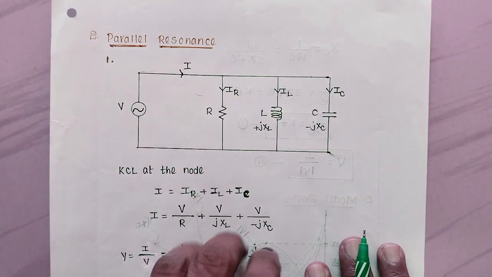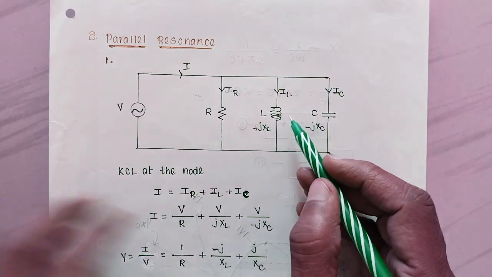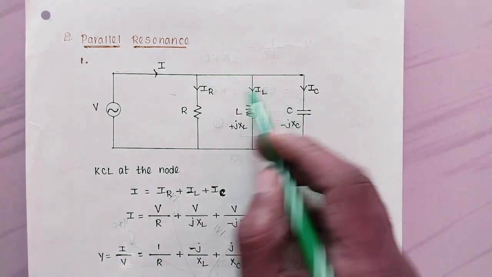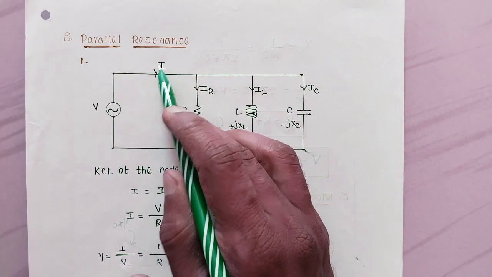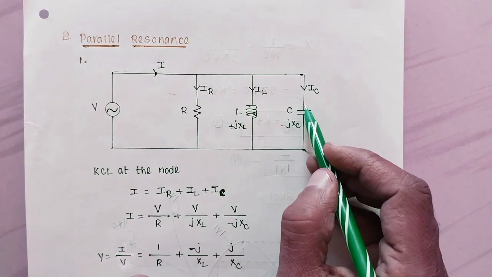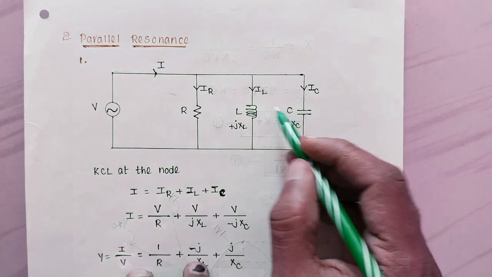Parallel resonance. In parallel resonance, a resistor, inductor and capacitor are connected in parallel, and this combination is connected to a voltage source. Now there is a current coming from the source. That current is divided into the elements. Here the elements, resistor, inductor and capacitor, are the elements.